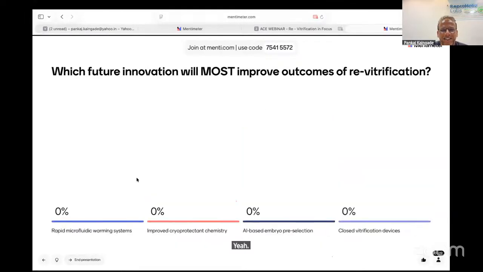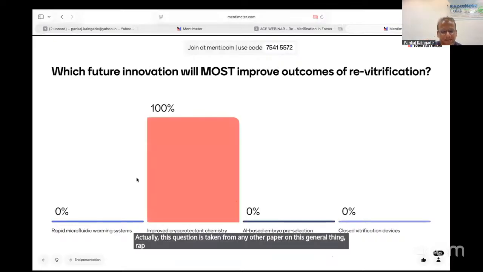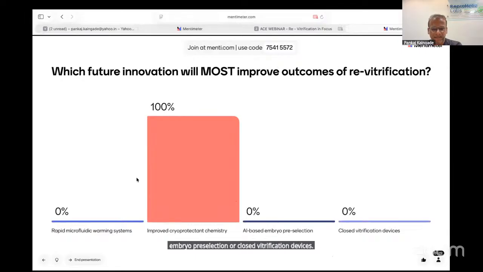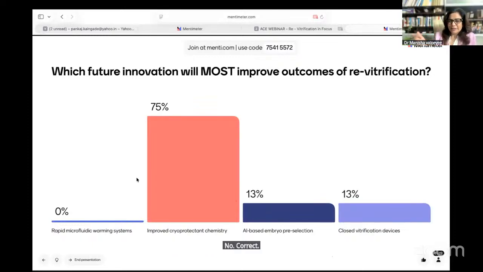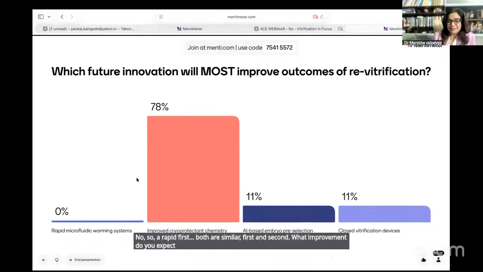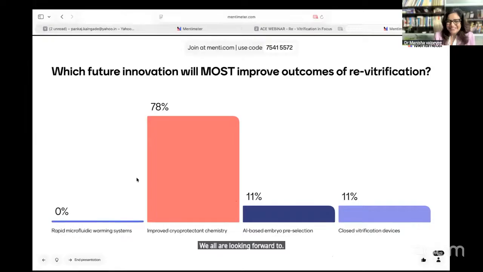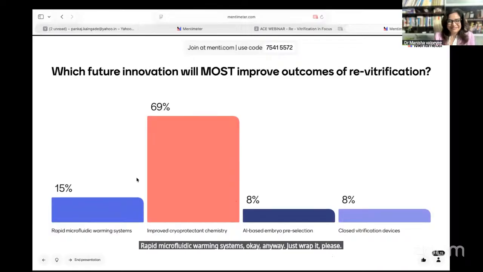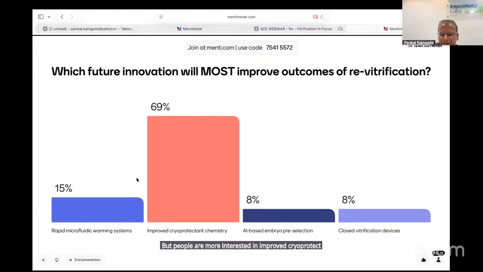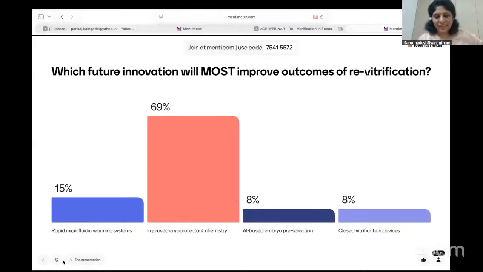The next one, which future innovation will most improve outcomes of revitrification? Actually, this question is taken from another paper. Rapid microfluidic warming system, improved cryoprotectant chemistry, AI-based embryo pre-selection, or closed vitrification devices. A rapid vitrification, first and second, both are similar. What improvement do you expect? A rapid system, we all are looking forward to. Rapid microfluidic warming systems. That is also true. But people are more interested in improved cryoprotectant chemistry over here. Shorter protocols. So we are done with our poll questions.